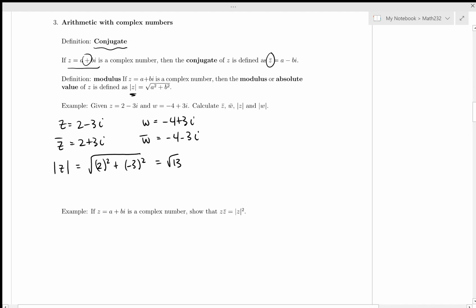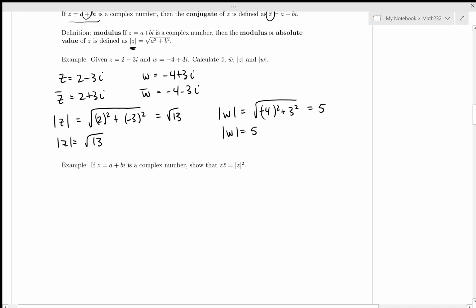Okay, and then I'll calculate over here the modulus of W, and that's going to be the square root of minus 4 squared plus 3 squared, that's 16 plus 9, that's 25, and take the square root, it's 5. So the modulus of W is 5. And the modulus of Z is square root of 13.